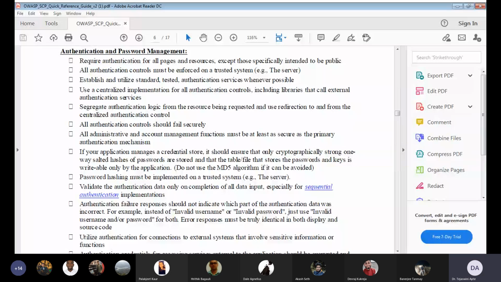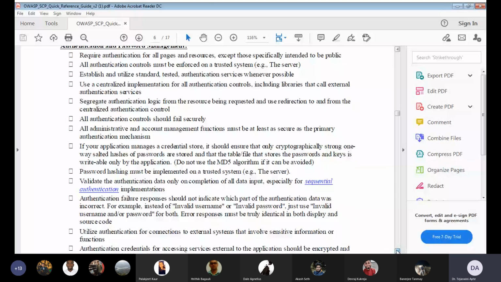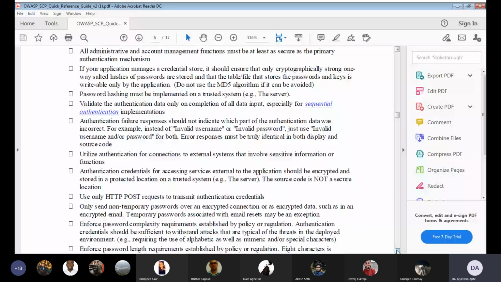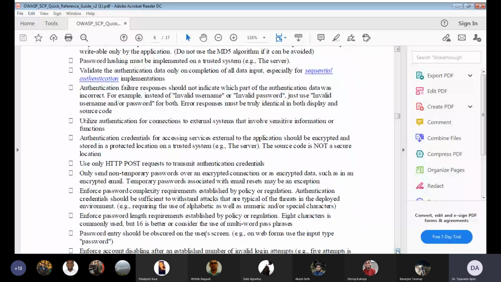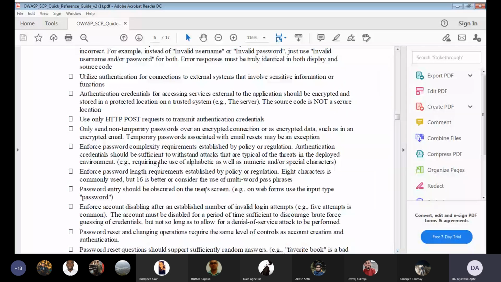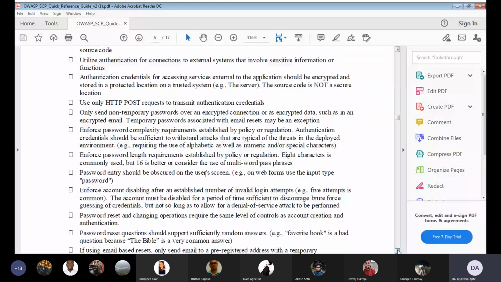Now, whenever I am specifying the username or the password, if the username is wrong or the password is wrong, it should show me 'username or password is wrong'. It should not show me invalid username or invalid password. The message should be quite ambiguous. Complexity requirements should follow the policies and regulations. So these are the normal things you can go on.